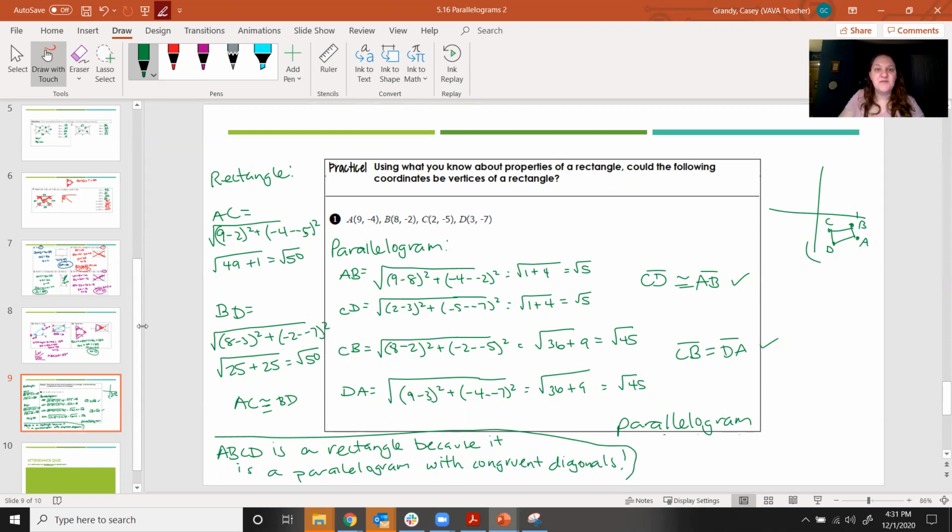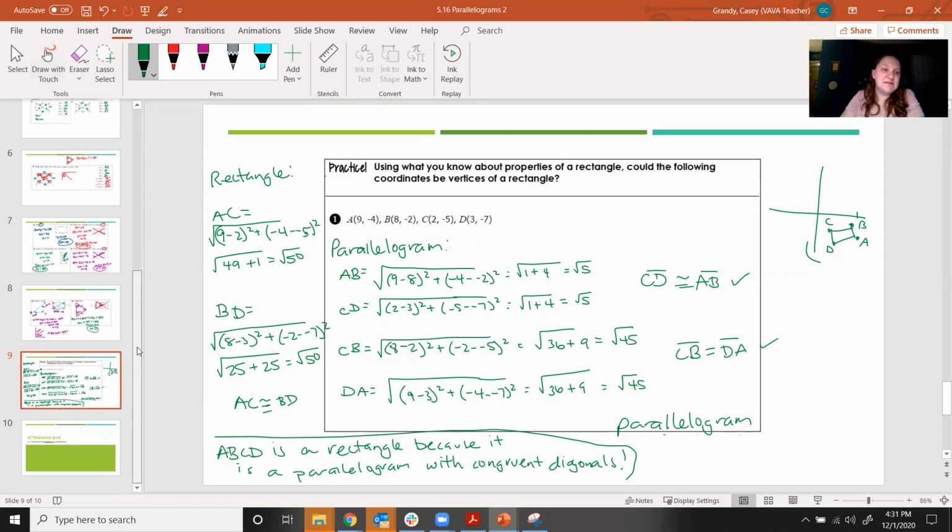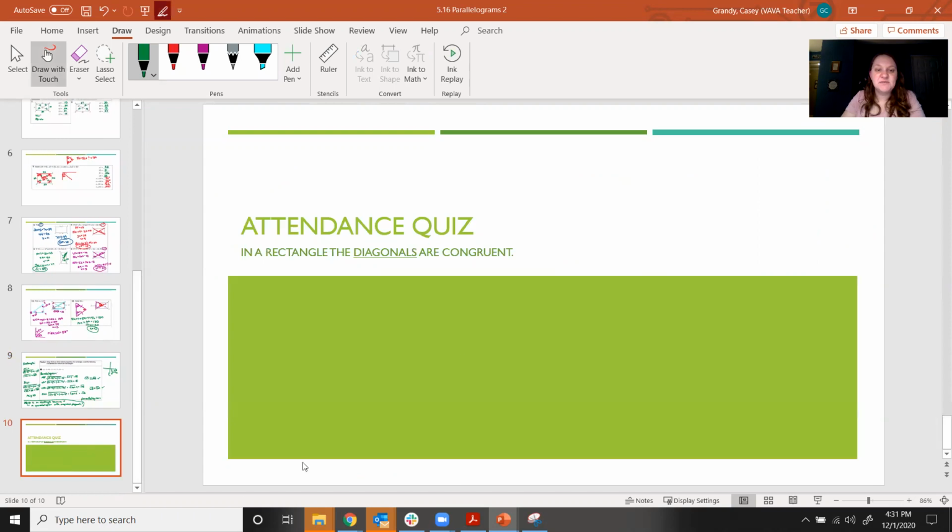So that was 5.15 and 5.16, parallelograms and rectangles. Today's attendance quiz word is diagonals. In a rectangle, the diagonals are congruent. Please make sure that you spell diagonals correctly. This is plural, has an S on the end, so make sure you enter it correctly. Capitalization does not matter, but the spelling does, so please make sure you spell it right.